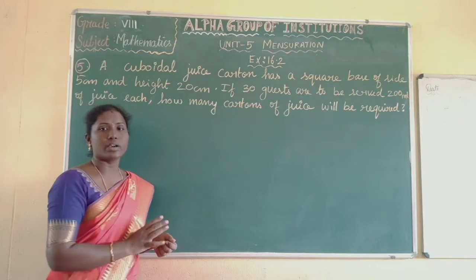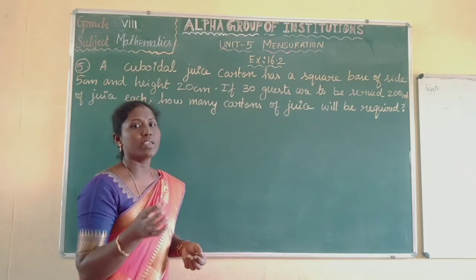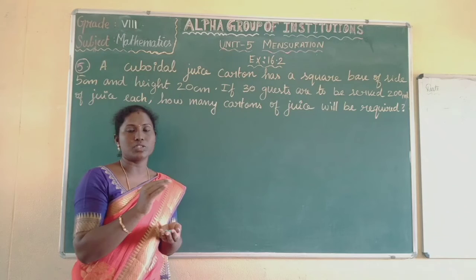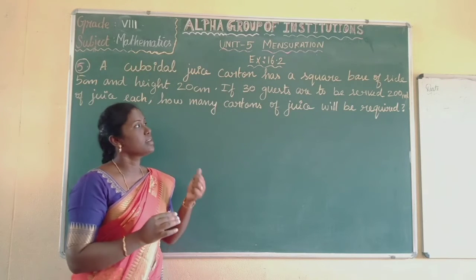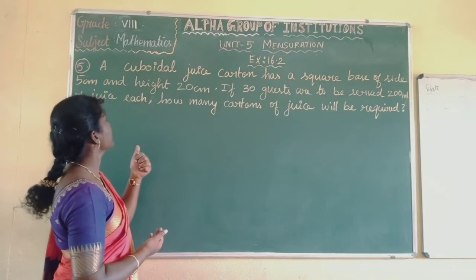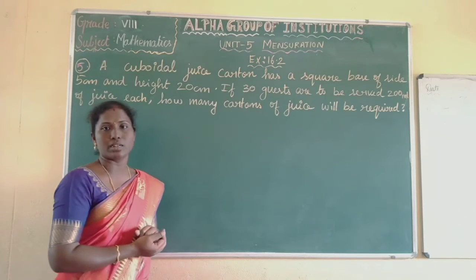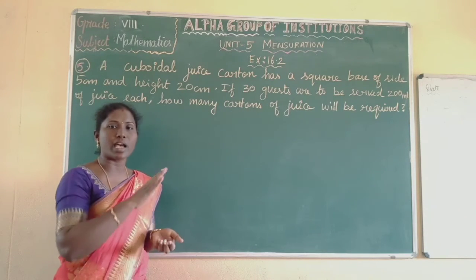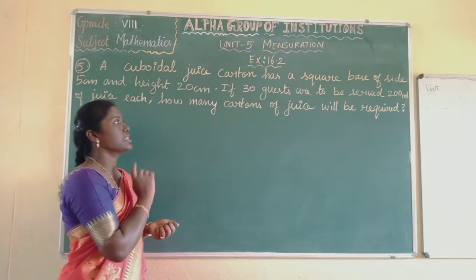Okay. So the question here, what it tells, actually we are having a juice bottle, okay, juice carton, which has the base as a square of side 5 cm and height 20 cm. Its base side is 5 cm and the height of the bottle is 20 cm.